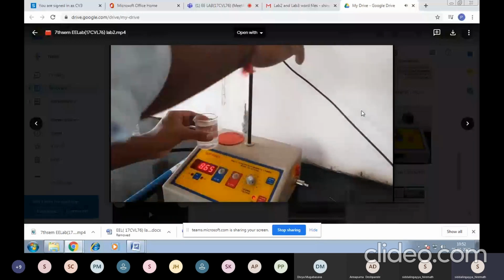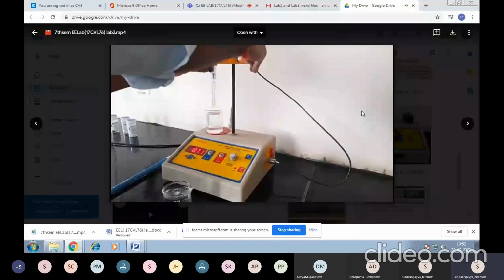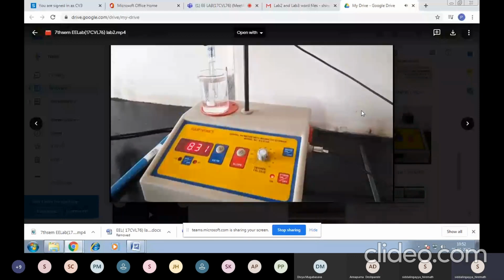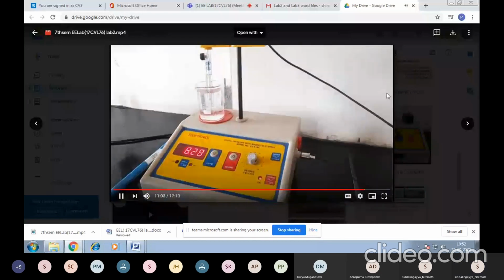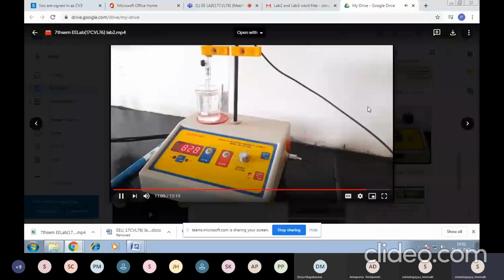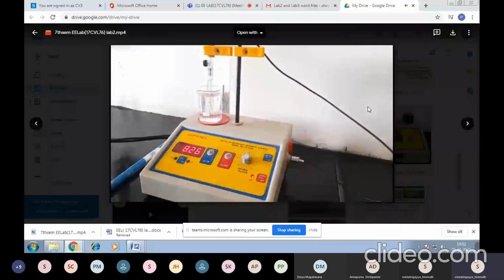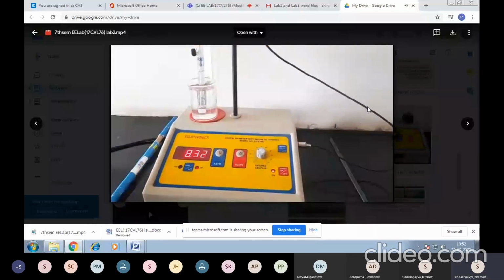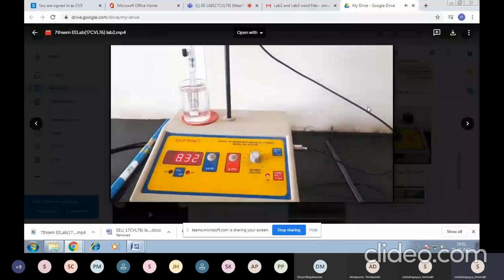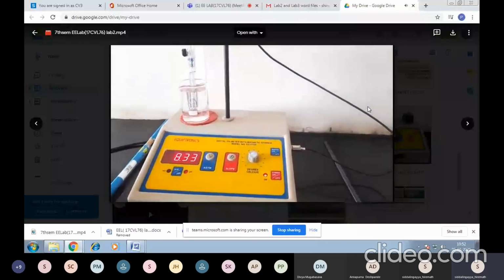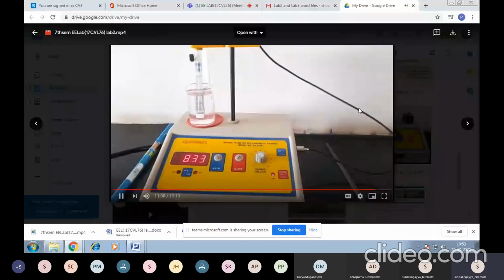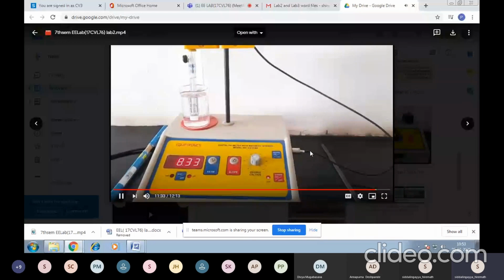Place the electrode in the beaker containing the water sample and check for the reading in the pH meter. Wait until you get a stable reading. Now the reading of the instrument is 8.32. Thus, we can conclude that the pH of the given water sample is 8.32. Now, the same procedure is repeated for different types of sample. Thus, we have determined the pH of sample using the pH meter.